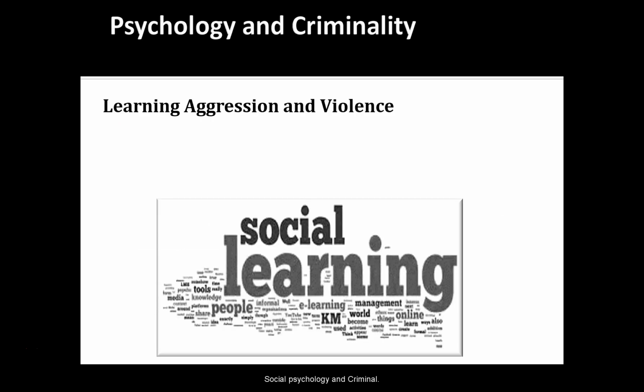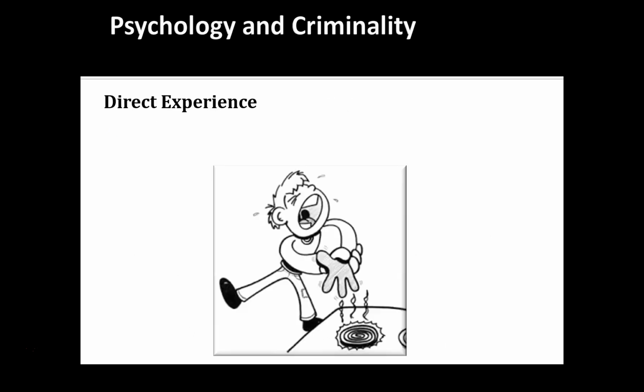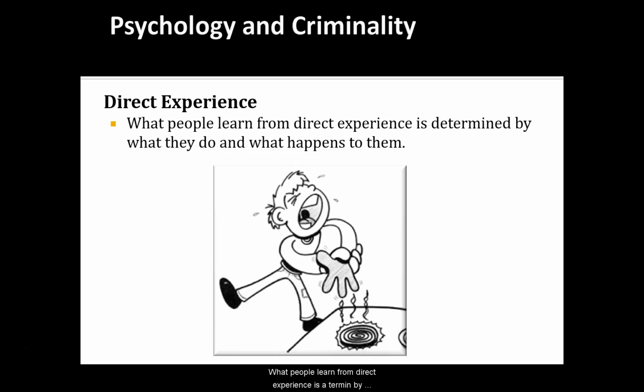So psychology and criminality. Learning, aggression, and violence. Social learning theory maintains that delinquent behavior is learned through the same psychological process as any other behavior. So let's look at direct experience, kind of like putting your hand on top of a hot stove. What people learn from direct experience is determined by what they do and what happens to them. So it's a learned event, just like kids, just like dogs learn from being corrected. The hot stove analogy I thought was something that clarified this.